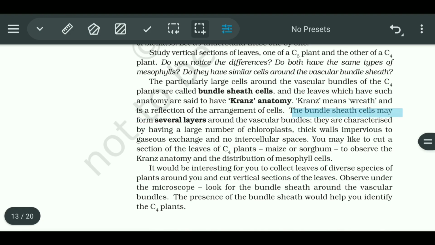The bundle sheath cells may form several layers around the vascular bundle. They are characterized by having a large number of chloroplasts, thick walls impervious to gaseous exchange, and no intercellular spaces. You may like to cut a section of the leaves of a C4 plant, maize or sorghum, to observe the Kranz anatomy and the distribution of mesophyll cells.